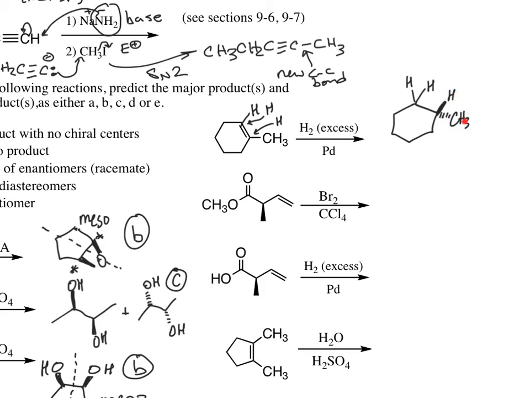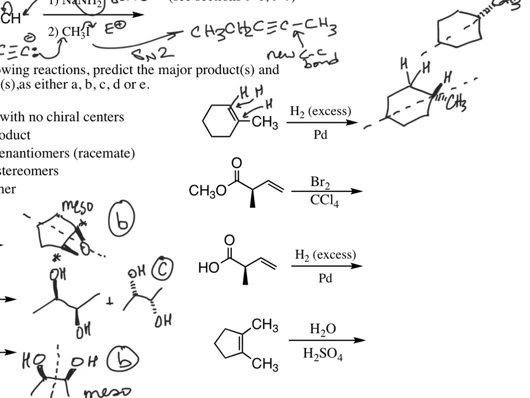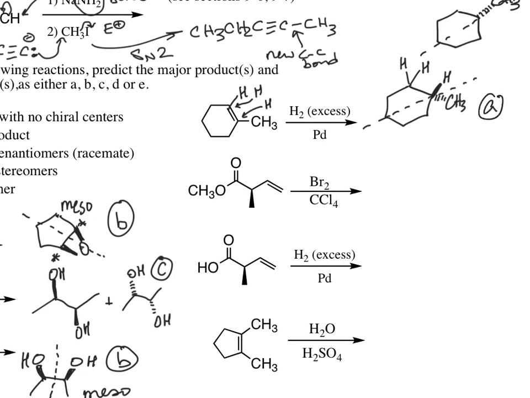This has two different groups, but then if we look at the other two groups, this is a tie, and we continue down to break the tie. It's still a tie. So guess what? This is actually an achiral molecule. If I were to draw it like this, it might be a little easier to see. If I were to just draw the methyl exactly lined up with the hydrogen there, you could see for sure that there is a plane of symmetry. So this is not a chiral center. And so which answer best describes this? It looks like it would be a single product with no chiral centers.